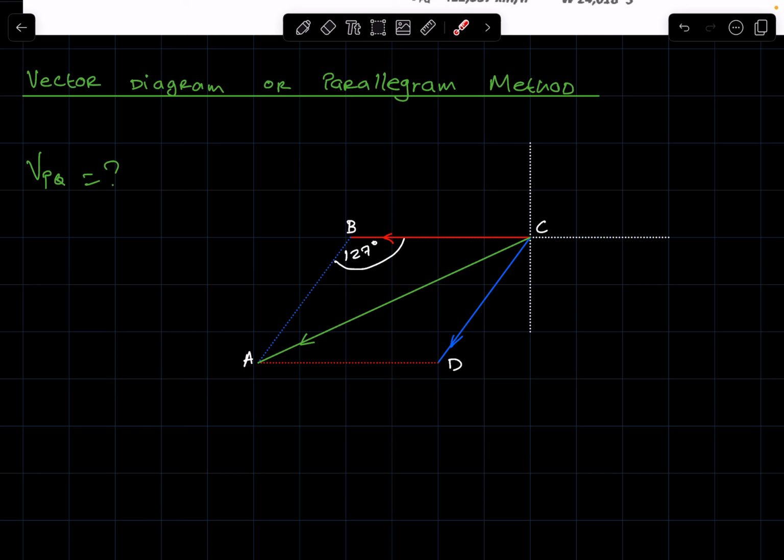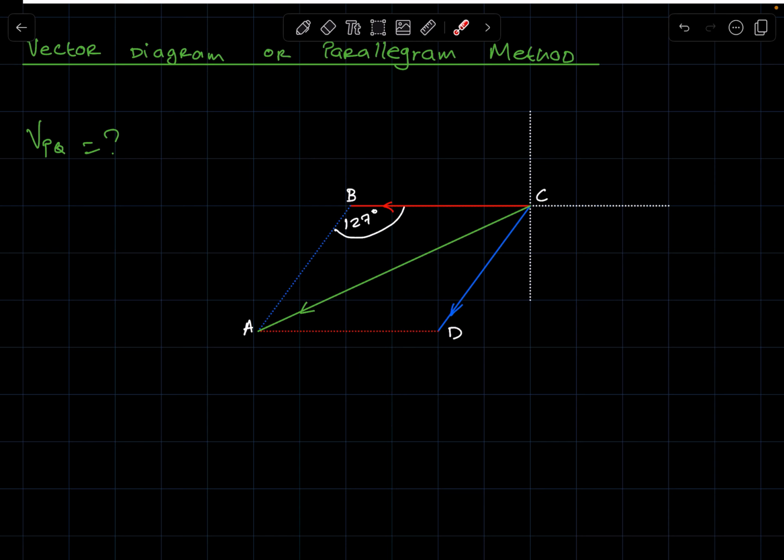But we are only able to use the cosine rule if the angle that we've established is an included angle. Now, what is an included angle? Essentially, an included angle is an angle that is included between two known vectors. So if you have an angle, and that angle is between two vectors that we know the magnitude of, then you can take that angle as an included angle.